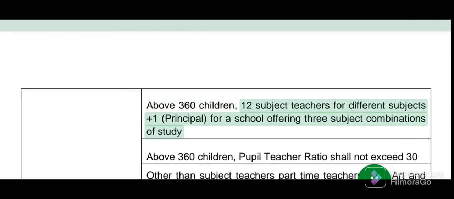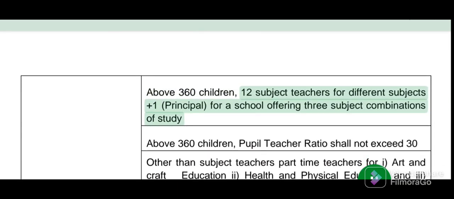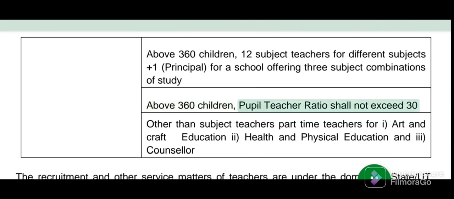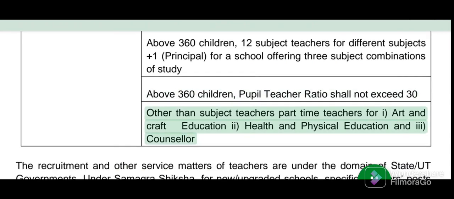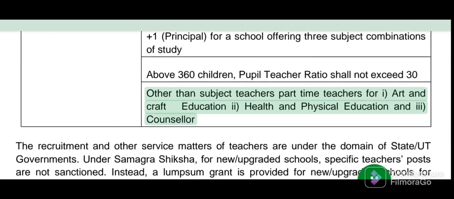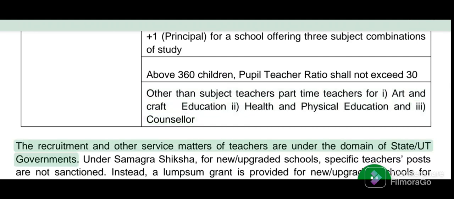Above 360 children: 12 subject teachers for different subjects plus 1 principal, for a school offering 3 subject combinations of study. Above 360 children, the pupil-teacher ratio shall not exceed 30. Other than subject teachers, part-time teachers for art and craft education, health and physical education, and a counselor.